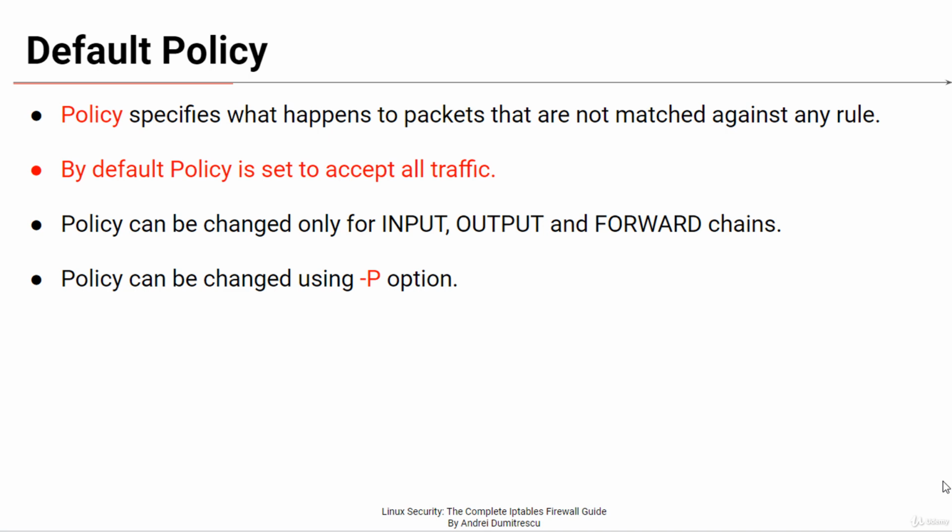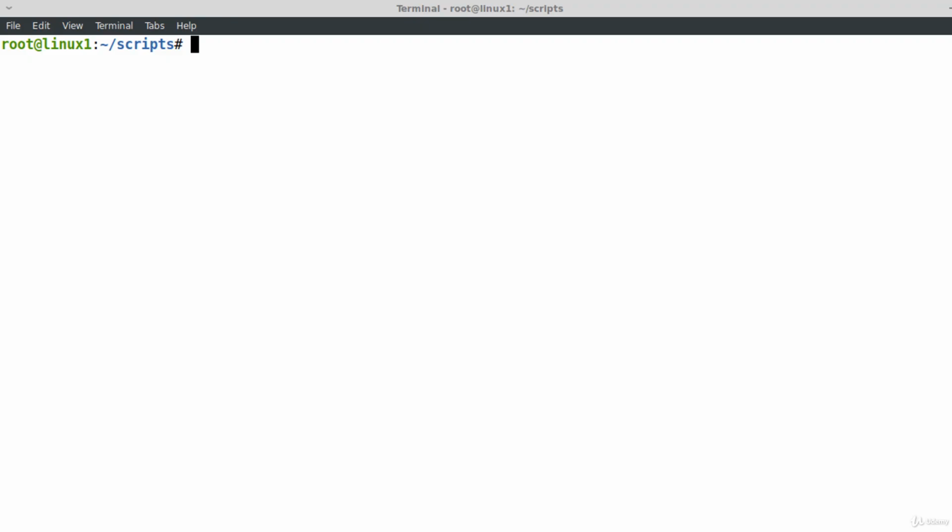By default, policy is set to accept any packet that hasn't been dropped by any rule. Policy can be changed for chains that have the filter table, and they are input, output, and forward. We cannot change the policy for pre-routing or post-routing chains. Let's take a look at some examples.